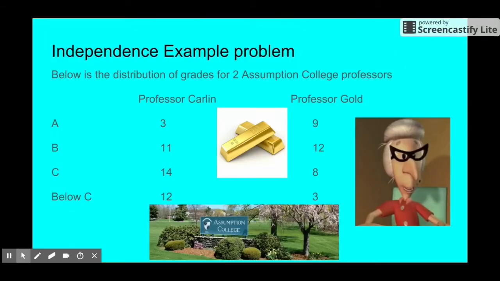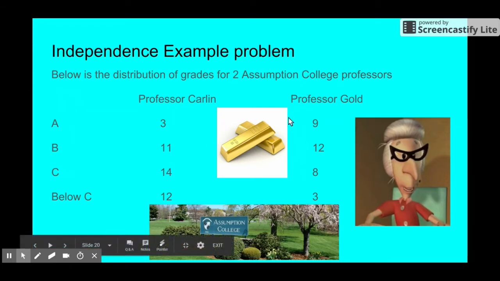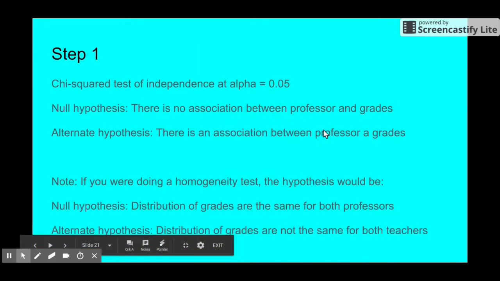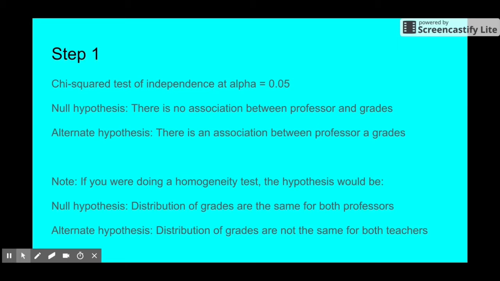We have a problem for independence. Below is the distribution of grades for two professors. This is Professor Colin, and this is for Professor Gold. Step 1. Chi-square test of independence at alpha level 0.05. The H0 is there is no association between professor and grades. HA is there is an association between professor and grades.